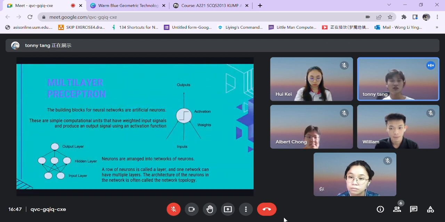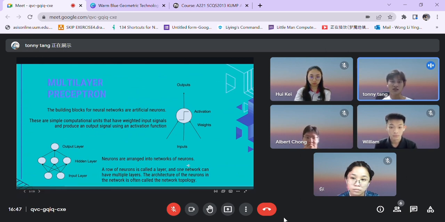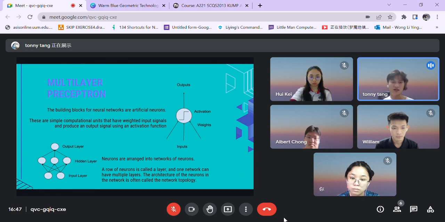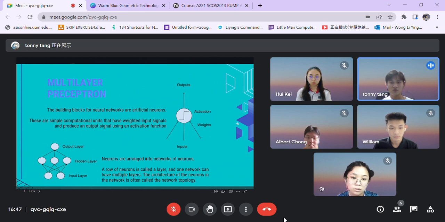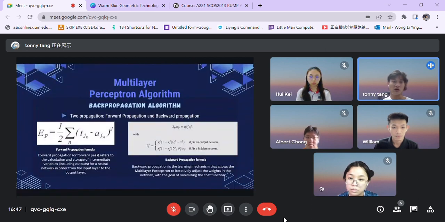This is a picture that shows the multi-layer perceptron. The building blocks for neural networks are artificial neurons. These are simple computation units that have weighted input signals and can produce an output signal using an activation function. It's also known as an activation layer. An activation function is a simple mapping of some weighted input to the output of the neuron. It's called an activation function because it governs the threshold at which the neuron is activated and the strength of the output signal. So next, we're moving to the multi-layer perceptron algorithm.